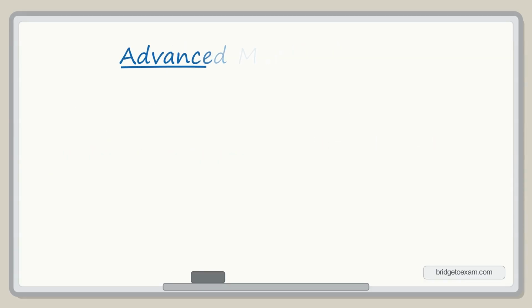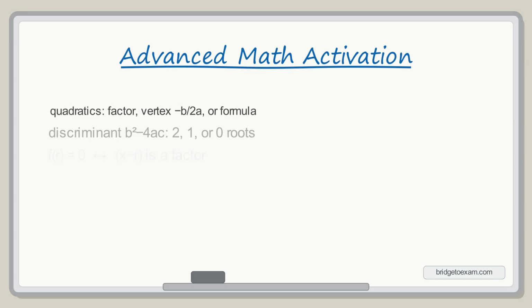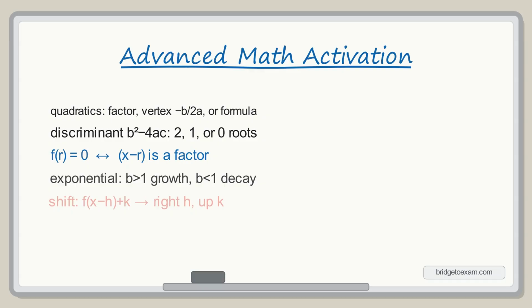Advanced math. Solve quadratics by factoring, the vertex formula, or the quadratic formula. The discriminant tells you the number of roots. A 0 at r means x - r is a factor. Exponentials grow if the base is over 1 and decay if under 1. And f(x - h) + k shifts the graph right h and up k.